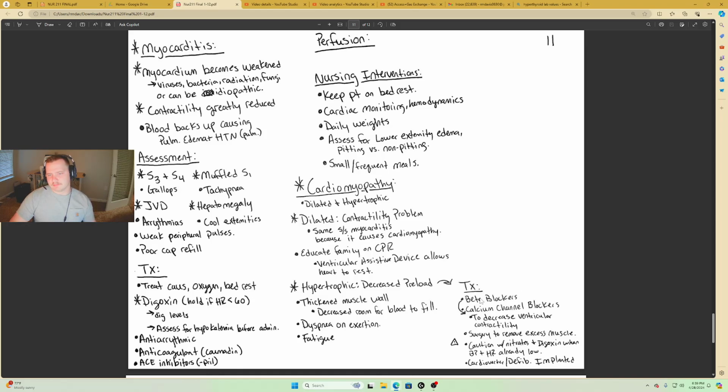Treatment would be beta blockers and calcium channel blockers, and the beta blockers will decrease ventricular contractility, which will make them a little bit more flexible, I guess. They may undergo surgery to remove excess muscle, so they may thin down that musculature inside the heart. You want to be careful when you give them nitrates and digoxin when the blood pressure and heart rate are already kind of soft. And then they may get a cardioverter or a defib implanted as well.